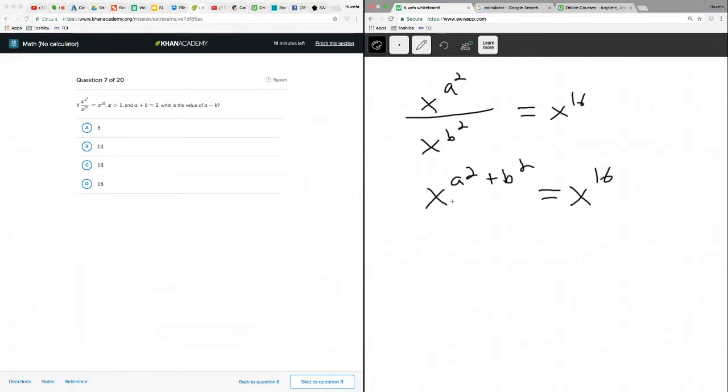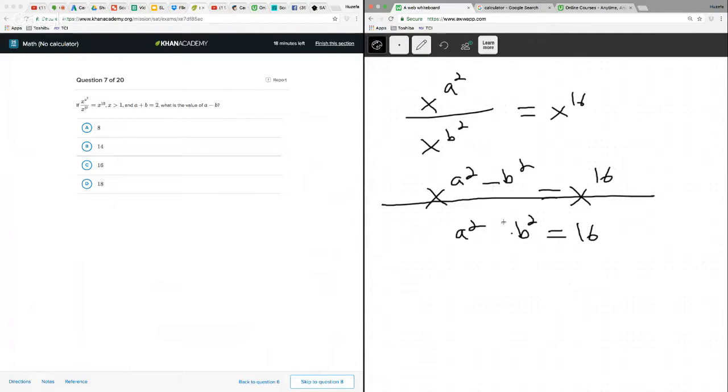Now these all equal each other. This is a cool rule. We can just say goodbye, and we just set the exponents equal to each other. A squared plus b squared equals 16. Now, this is crazy, because what is all of this? What is the, I'm sorry, not minus. Whoops, that's a big mistake, because that changes everything. It's minus.